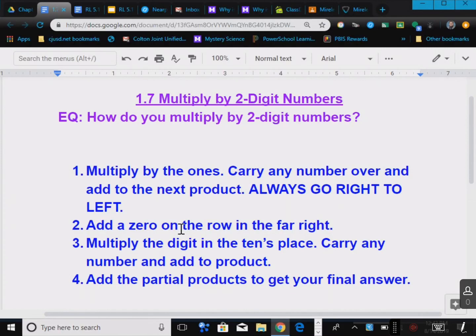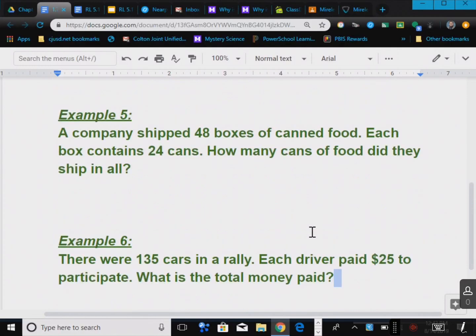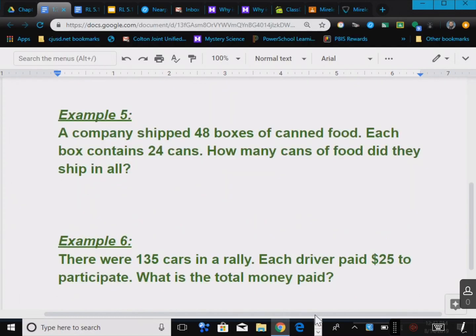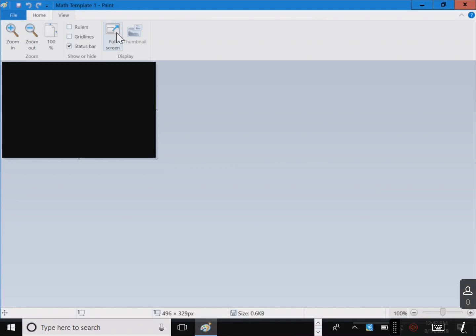There's 6 example problems, so at the very bottom, you can write examples 5 and 6, or just rewind and pause. So pause right now if you want to write the examples, and pause right here if you still need the steps. Alright, so here's the steps, examples. Hopefully you've written that stuff down. Let's go ahead and move on to the examples.